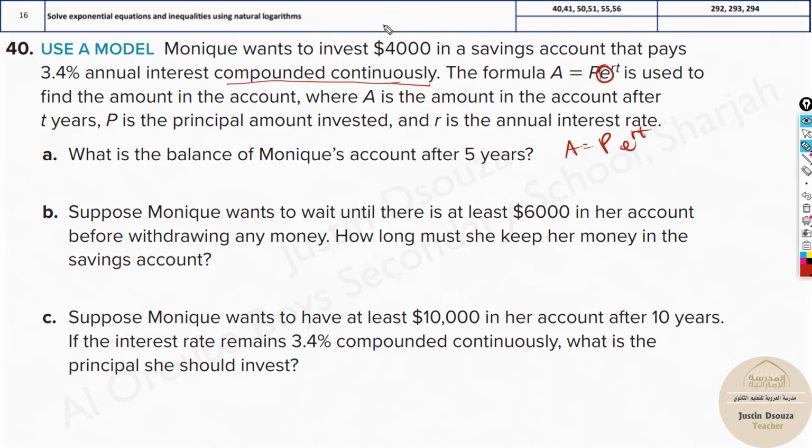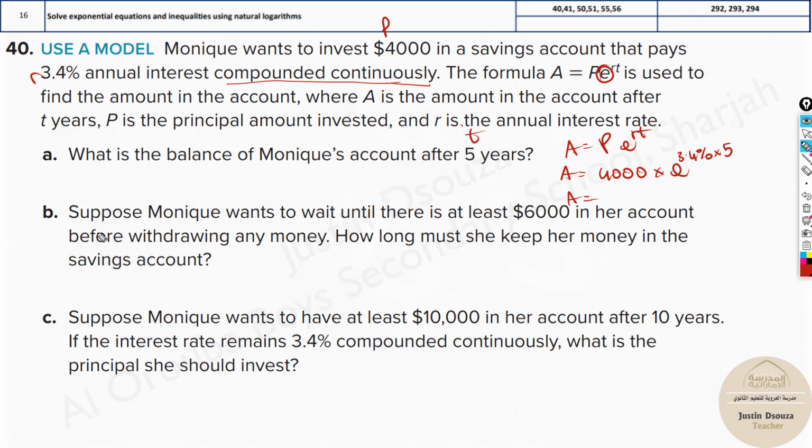They have given all the details. This is P, this is r, and the time is also given. So just substitute to find the amount after 5 years. That would be 4,000 multiplied by e to the power r, which is 3.4%. You can write it as a percent directly in the calculator, and time is 5. Just put it in the calculator and that will be the answer. We will do it in a while.